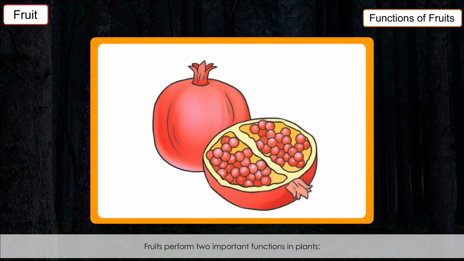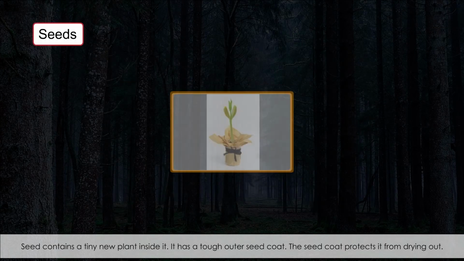Functions of fruits. Fruits perform two important functions in the plants. They store food in them. Fruits protect seeds and keep them safe for a longer period.